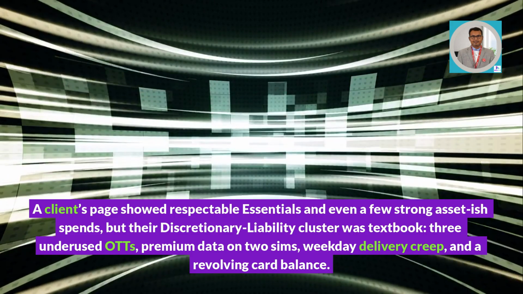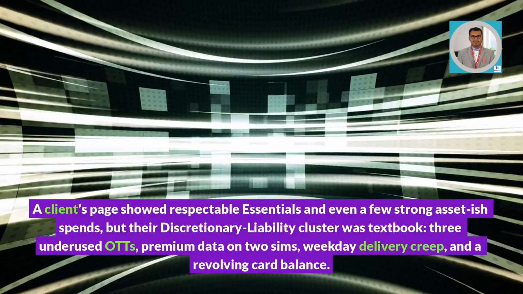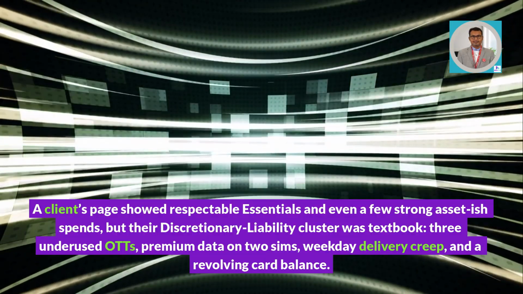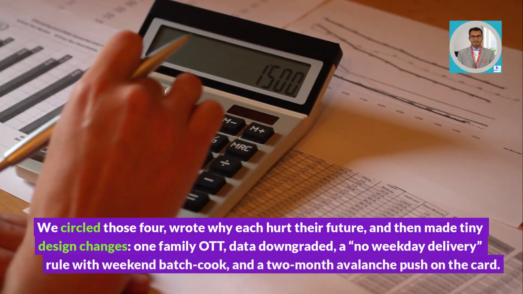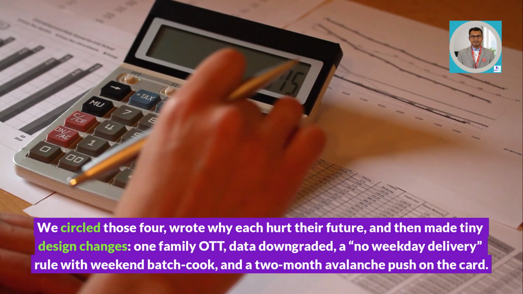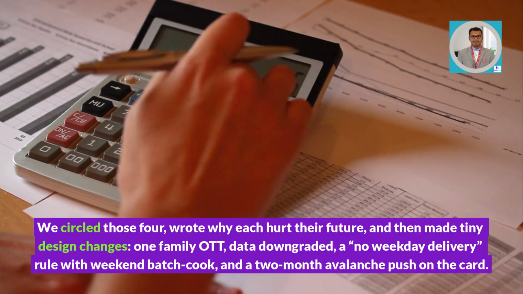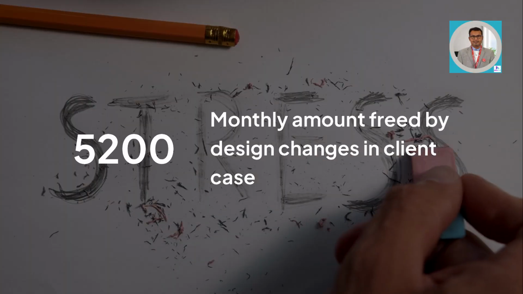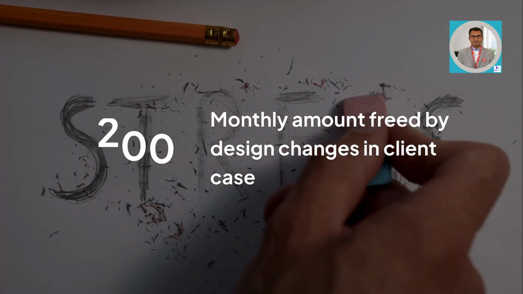A quick story to anchor this. A client's page showed respectable essentials and even a few strong asset-ish spends, but their discretionary liability cluster was textbook: 3 underused OTTs, premium data on 2 SIMs, weekday delivery creep, and a revolving card balance. We circled those 4, wrote why each hurt their future, and then made tiny design changes: 1 family OTT, data downgraded, a no weekday delivery rule with weekend batch cook, and a 2-month avalanche push on the card. Net effect was 5,200 rupees a month freed, 2 calmer evenings, and a stress score that dropped from 7 to 4 in 3 weeks. Nothing heroic.